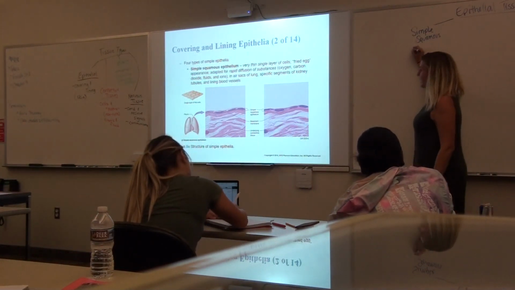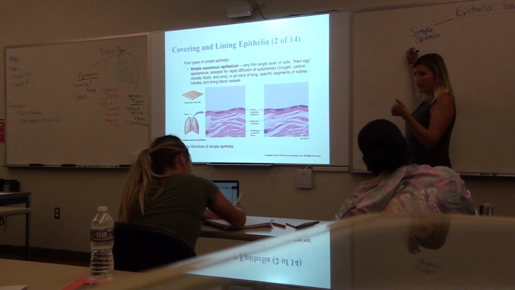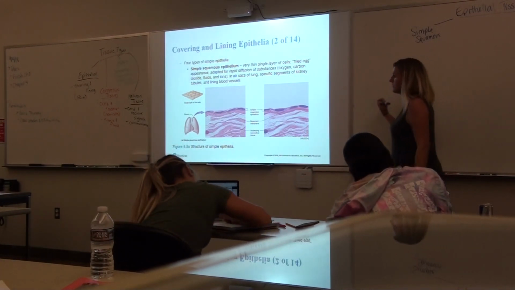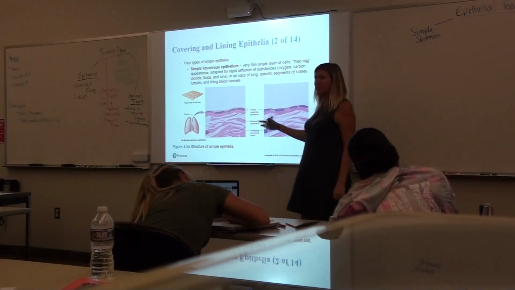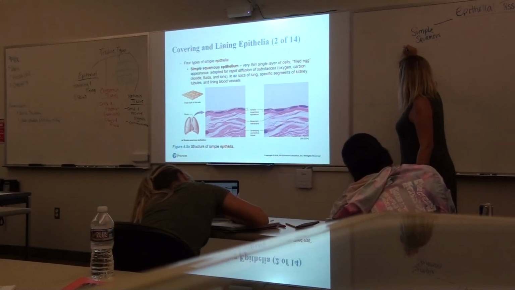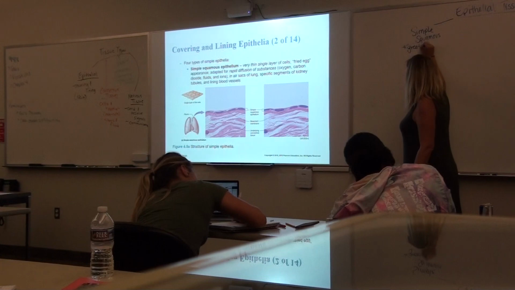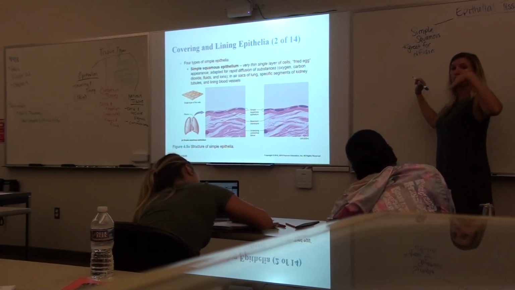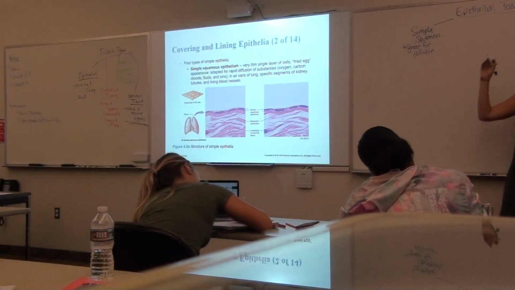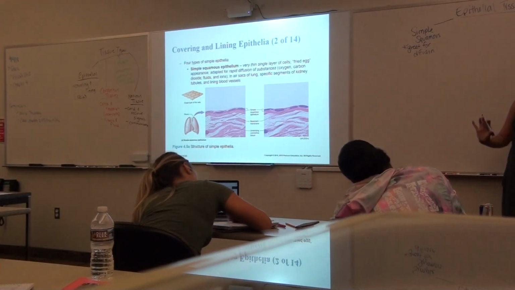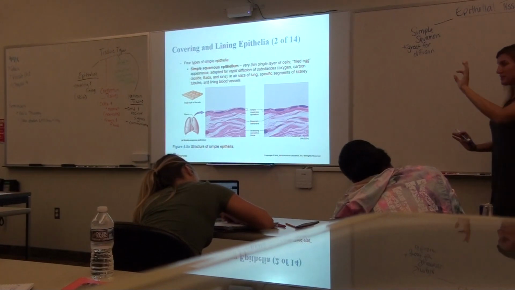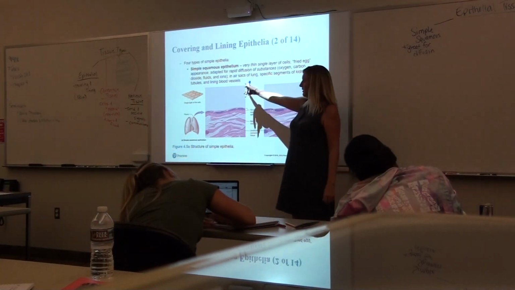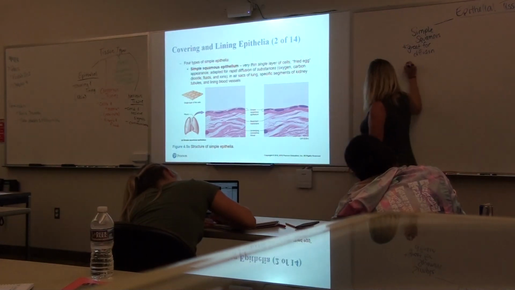So simple squamous. This is one cell thick, thin cells. One cell layer of very, very thin cells. So this is really good for diffusion. It's great for diffusion. Getting something across the membrane, getting something from maybe the outside of a space to the inside of a space, because it's just one cell layer thick. This is found in the lungs and in our blood vessels.